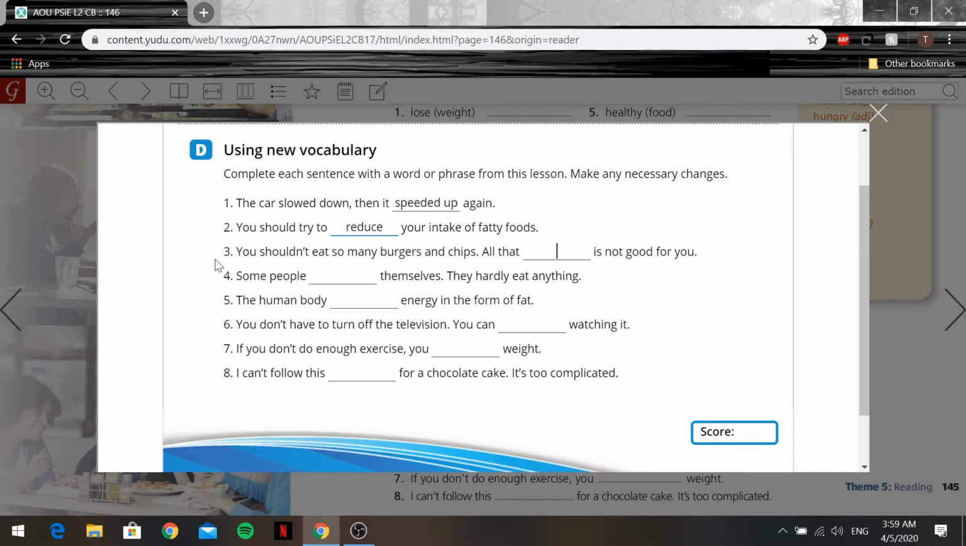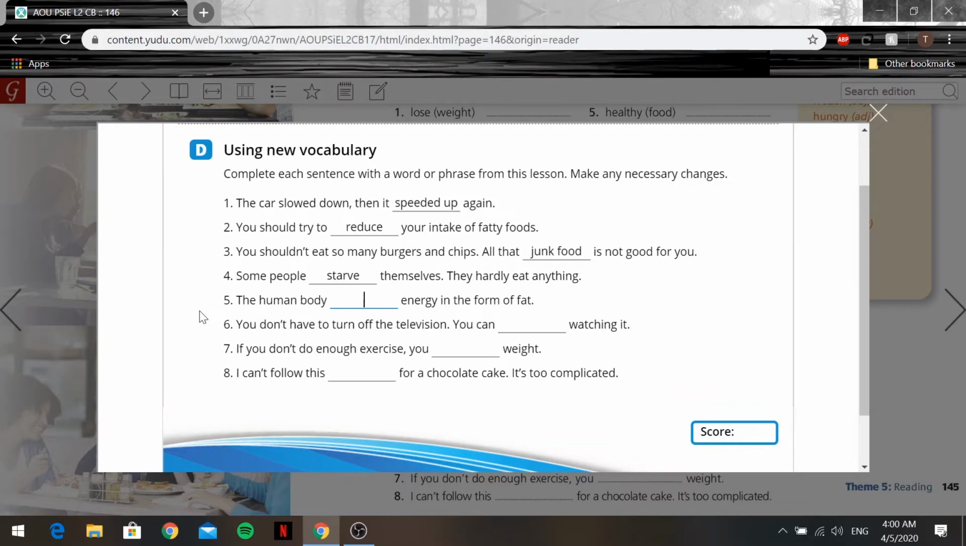You shouldn't eat so many burgers and chips. All that blank is not good for you. We'll say all that junk food is not good for you. Remember when we talked about junk food? The opposite of healthy food. Four, some people blank themselves. They hardly eat anything. We'll say some people starve, the opposite of eat, remember? Not to eat at all, that is starve. So some people starve themselves, they hardly eat anything.